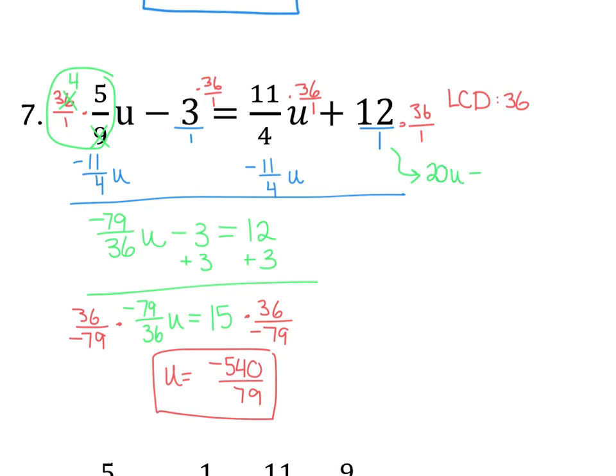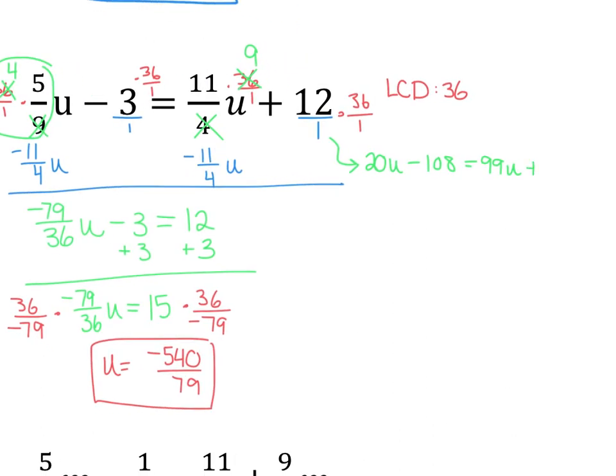Minus 3 times 36 is 108. Equals, now we have another fraction. That denominator is going to go evenly into the least common denominator, thus killing the fraction. I have 99u plus 12 times 36 is 432.